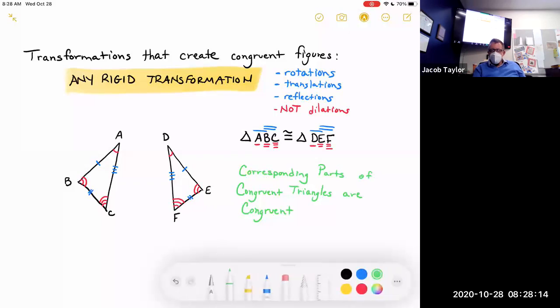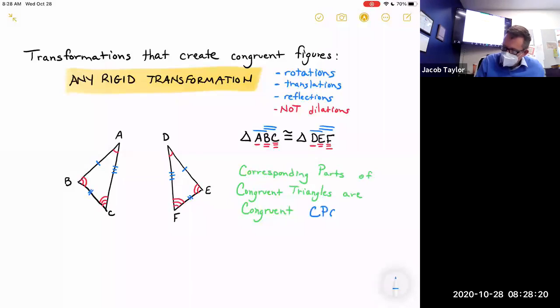Because this comes up in proofs so frequently, and because this is a very long thing to write, we will often abbreviate this as CPCTC. Corresponding parts of congruent triangles are congruent. So what this allows us to do is if I say triangle ABC and triangle DEF are congruent, you can then say, oh, well, in that case, angle A and angle D are congruent. That's what this proves.